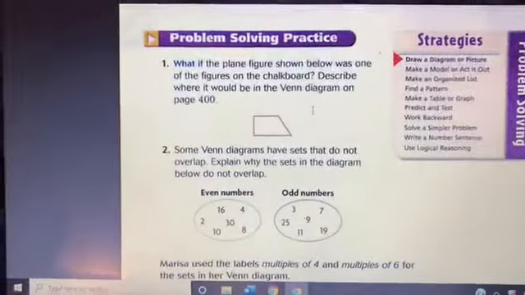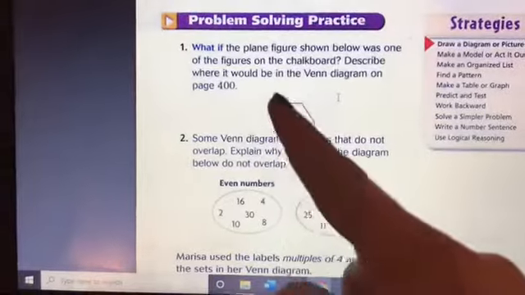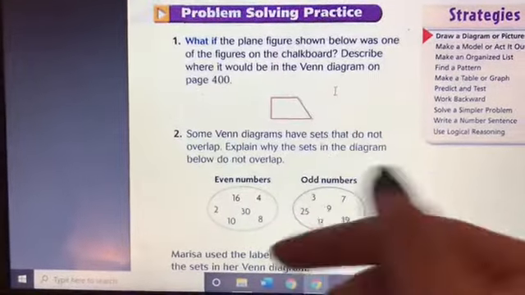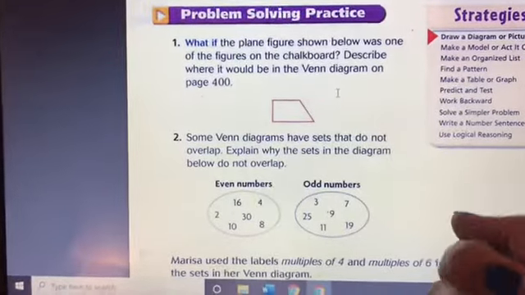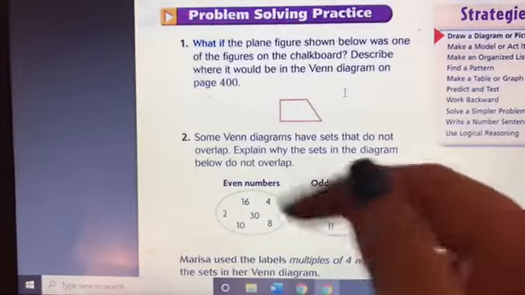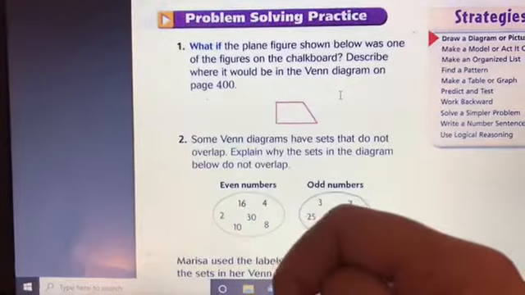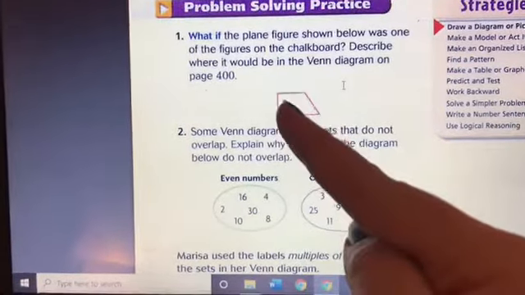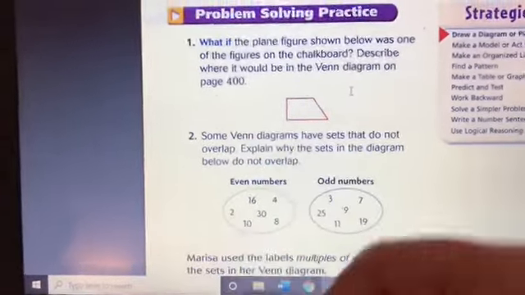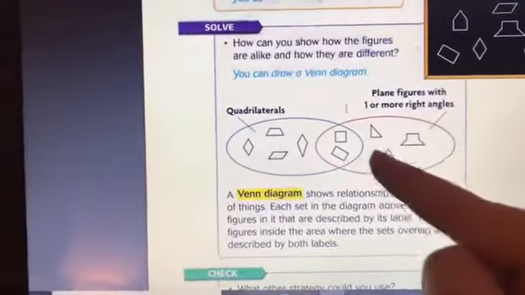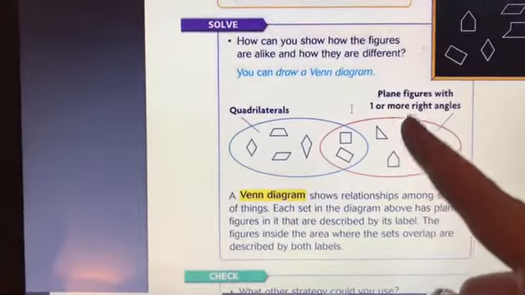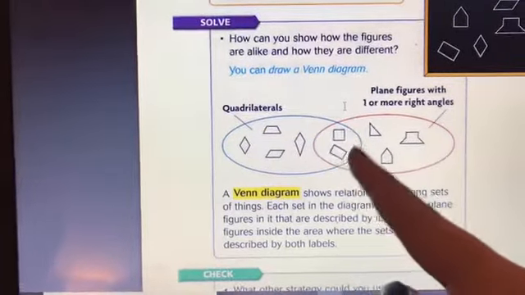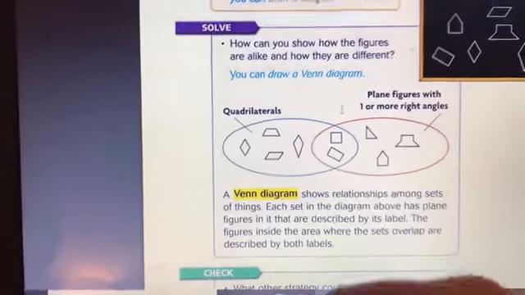Let's see where it fits. First of all, is it a quadrilateral? It has 1, 2, 3, 4 sides, so it is a quadrilateral. Does it have at least 1 right angle? I see a right angle down here in the corner and 1 in this top corner, so it actually has 2 right angles, which means it does fit in this circle as well. So if it's a quadrilateral and a figure with one or more right angles, it's going to be right here in the middle, so that's where we would draw it.